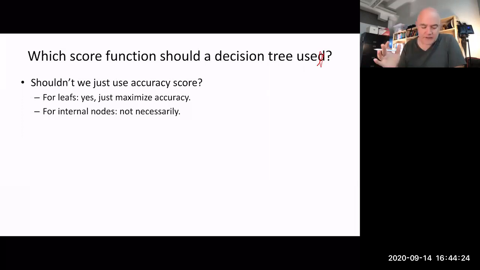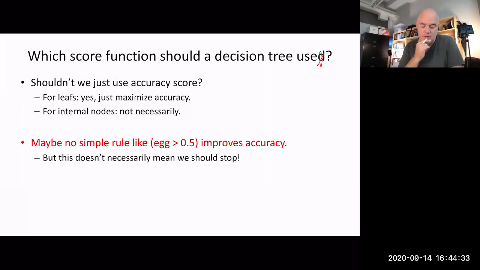Should we just use the accuracy score while we're splitting? Basically, is the question. For leaves, yes, that's very, very clear. You should just maximize the accuracy. But for the internal nodes, it's not necessarily true that you should do that, right? So maybe no simple rule, e.g. greater than 0.5, actually improves accuracy. But that doesn't necessarily mean we should stop.